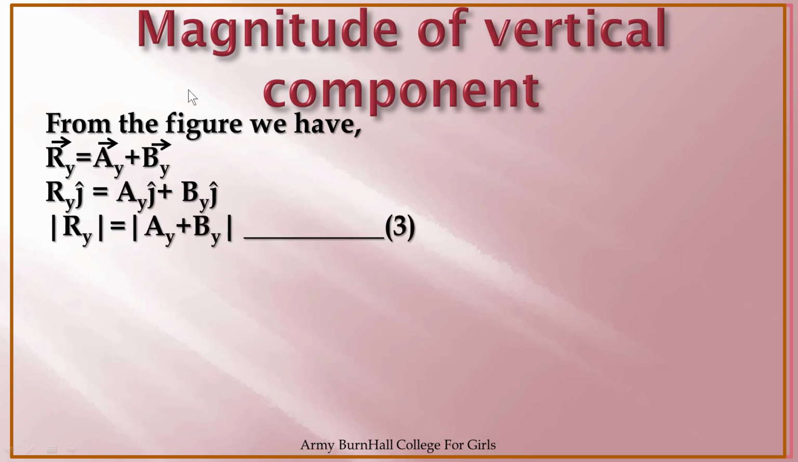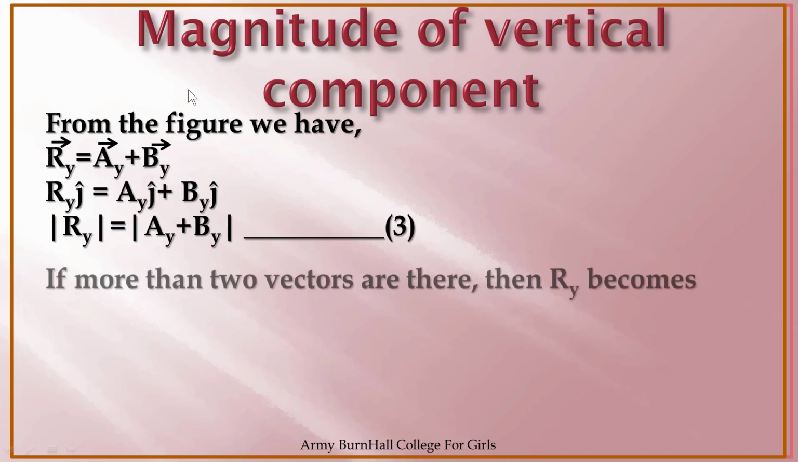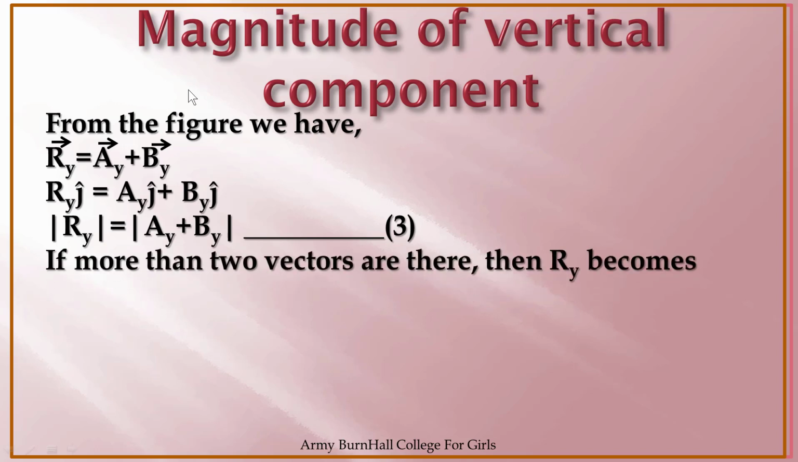So just using the magnitude, we can write it as magnitude of Ry is equal to magnitude of Ay plus By. Name it as equation 3. Equation 2 was for Rx, equation 3 is for Ry. And again, if we are having more than 2 vectors which we are going to add, then Ry is equal to Ay plus By plus Cy and so on. So we have calculated the magnitude of horizontal component, we have calculated the magnitude of vertical component.